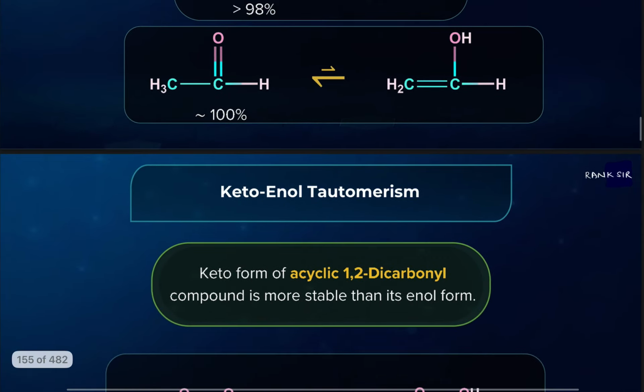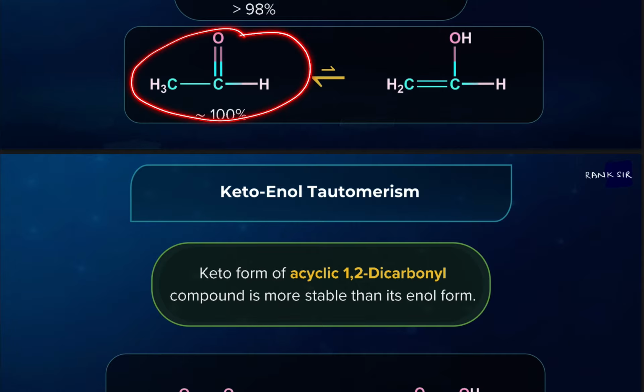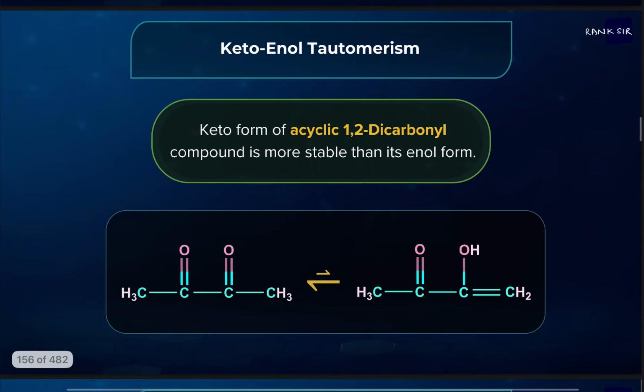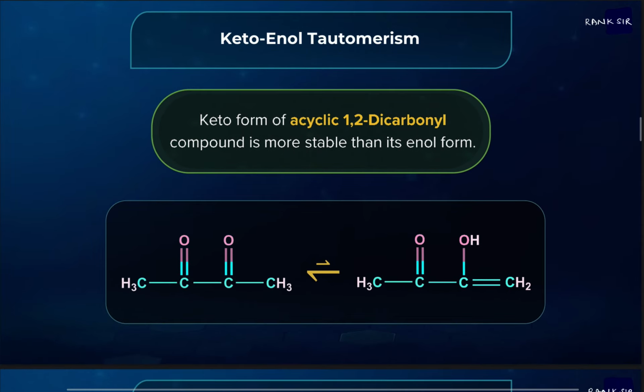And coming to the aldehyde, the aldehyde is 100% and the enol form is 0%, or maybe 0.001%, very little. The keto form of an acyclic 1,2-dicarbonyl compound is more stable than the enol form. So why are these stable? This is alpha, this is 1, 2, 3. One of the hydrogens from here comes here, and then it is the enol form.